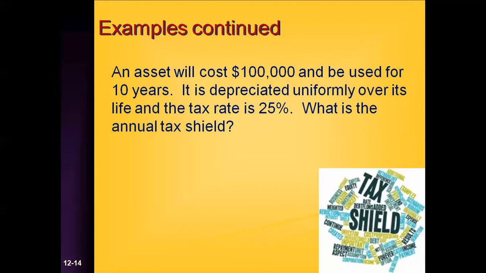Okay, another question. So this is the third part of it, which is assets associated with an investment decision. So you have an asset which will cost $100,000. That's going to be used for 10 years. It is depreciated uniformly over its life at a tax rate of 25%. What is the tax shield?